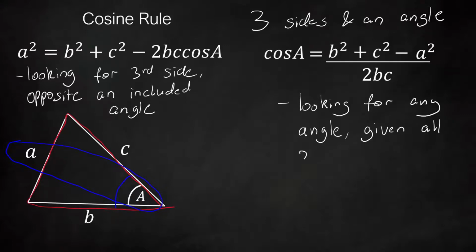if we're given all three sides. And as long as you pick the right A, i.e. the lowercase a, opposite the angle you want, you can find any angle you want if you have all three sides. Let's look at some examples.